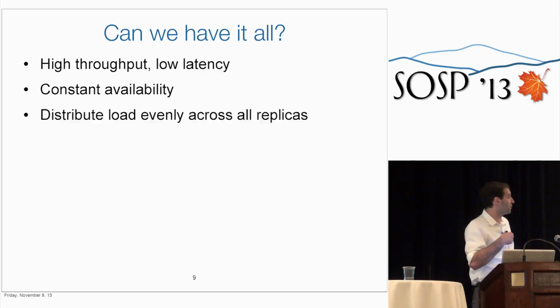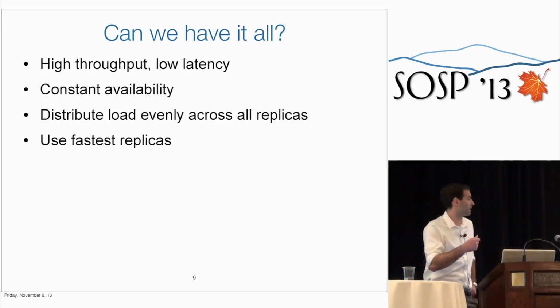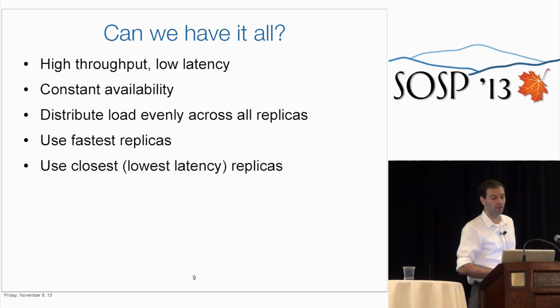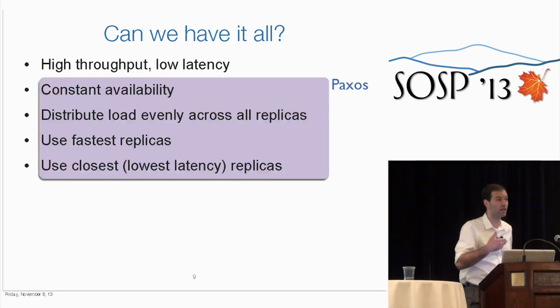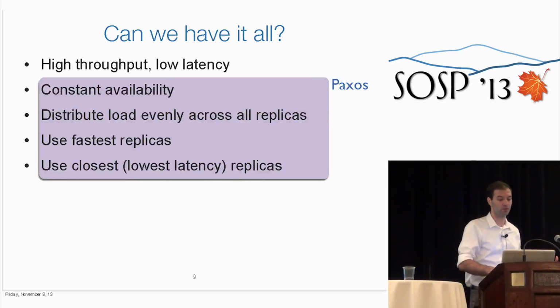Can we also distribute load evenly across all replicas so that we have high throughput? It will also be nice to be able to avoid those replicas that experience high load. So we want to use the fastest replicas at any given point to commit commands. And for low latency in the wide area, we want to be able to commit commands after talking to just the closest replicas. And Paxos has these properties, but it doesn't have high performance because of the 2 round trips.